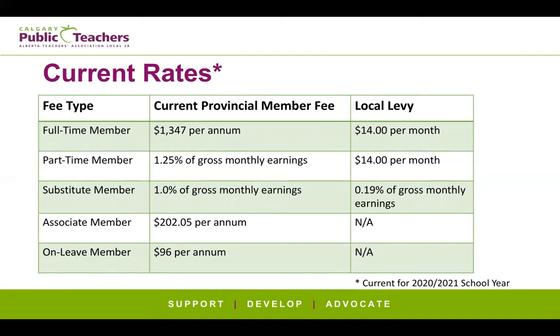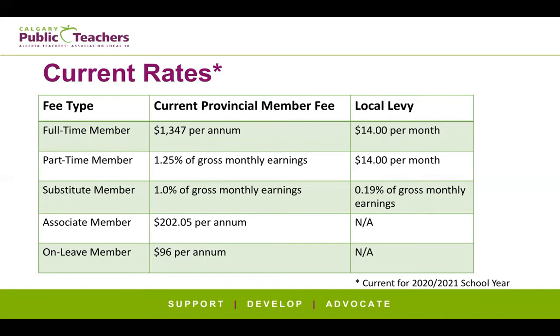For substitute teachers, the calculation changes a little bit. Those folks are charged 1.0% of their gross monthly earnings as the base provincial fee, and then on top of that there's an additional 0.19% of gross monthly earnings that is distributed back to the local.